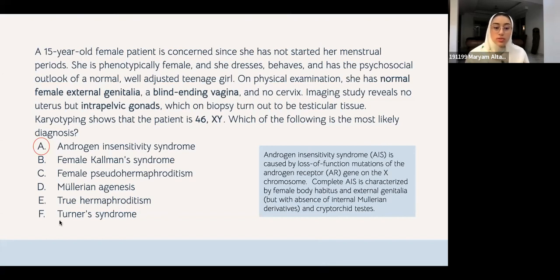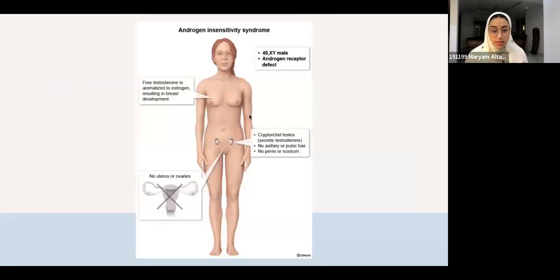Turner syndrome. In Turner syndrome, the person is going to be 45XO. They actually lack a chromosome. So they are considered female, and that's associated with other things as well. And I have a table to explain this all to you guys in a second. But this is what I want to show you, in androgen insensitivity syndrome.